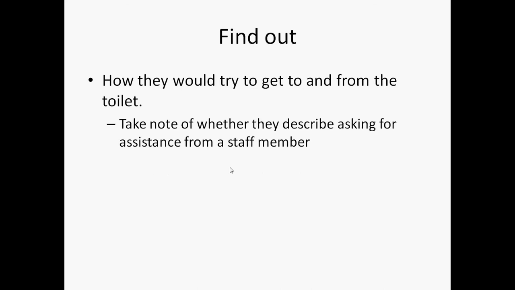Find out how they would try to get to and from the toilet. Take note at this point of whether they describe asking for assistance from a staff member. One of the things that I subtly do as I go in to have this conversation with a patient is I'll actually grab their walking aid if it's within reach and I'll move it to the side without them noticing necessarily so that I can sit next to them. That is so that when I come to this question, I know that they would usually have to ask for assistance to be able to get the gait aid in the first place.